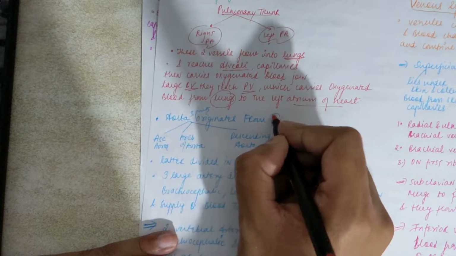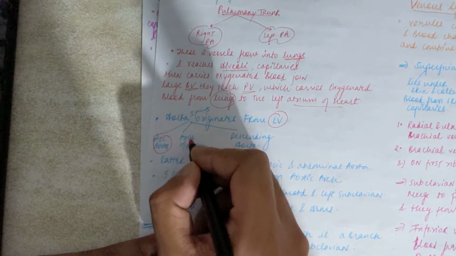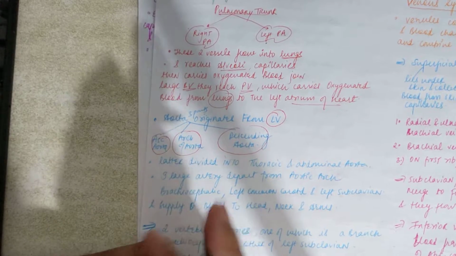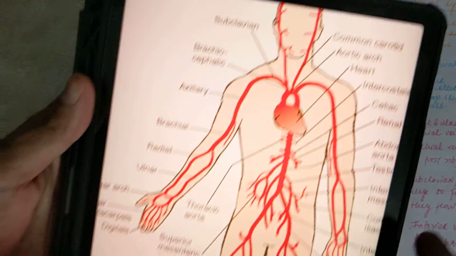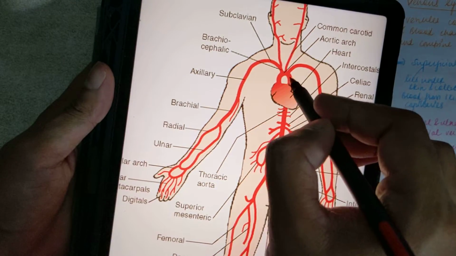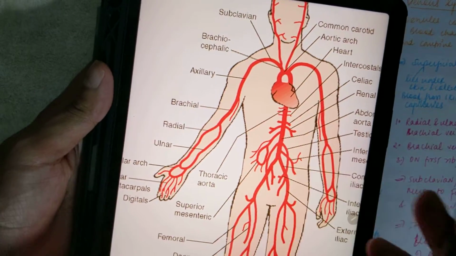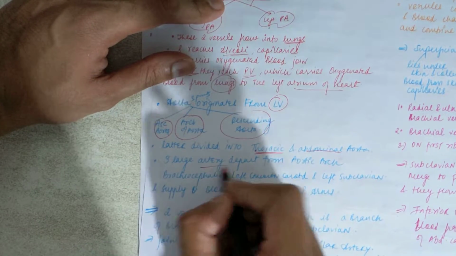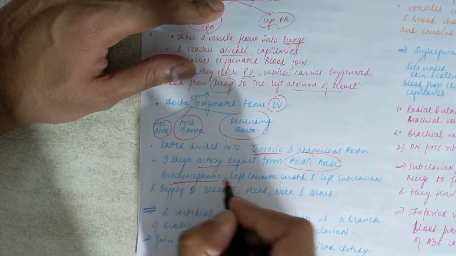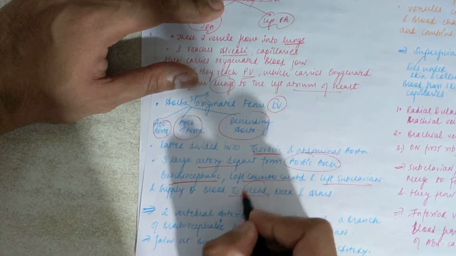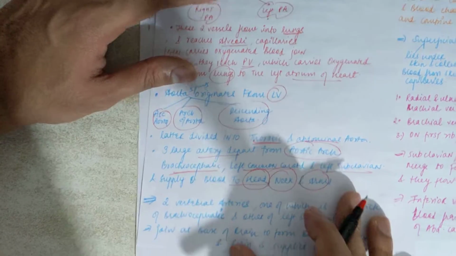The aorta originates from the left ventricle: ascending aorta, arch of aorta, descending aorta. Okay, three parts we have. In this diagram you can see this is the arch, this is ascending, this is descending. Now later it is divided into thoracic and abdominal, as I told you. Three large arteries depart from the aortic arch: the brachiocephalic, left common carotid, and left subclavian. They supply blood to the head, neck and arms, as I told you.